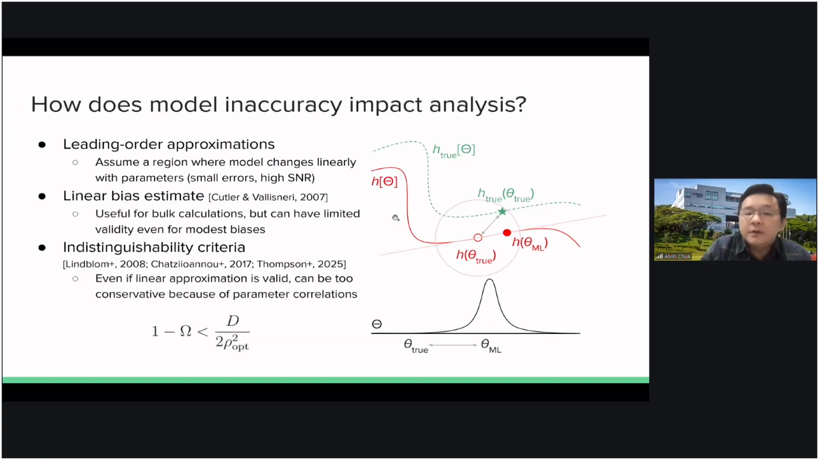However, there's a caveat. It can easily become not valid once the bias gets a little bit larger. And the problem is you don't really know.